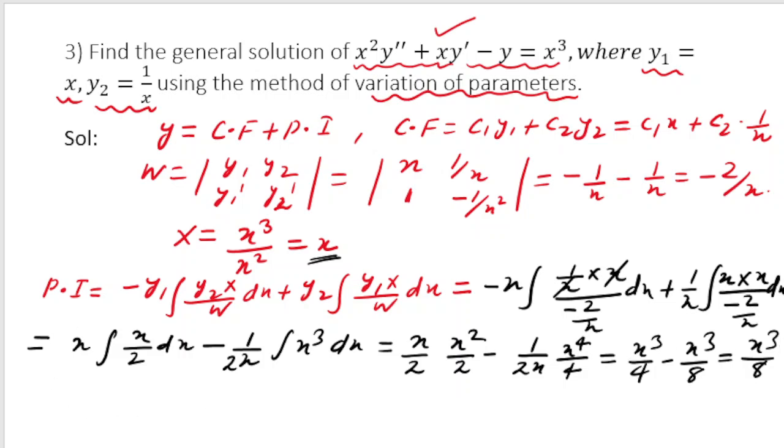So what is the general solution in this case? The general solution in this case is the complementary function, that is c1 y1. I should write it in terms of the given function. So c1, and what is y1 here? So y1 here is actually x, so c1 x plus c2 into 1 by x, and plus the particular integral, that is 1 by 8 x cube. So this is how we can solve a second order linear differential equation using the method of variation of parameter.